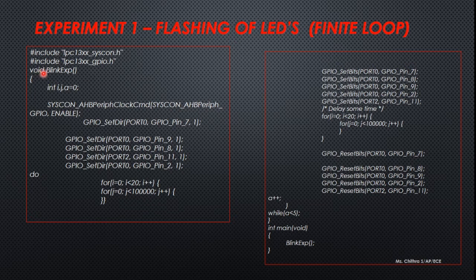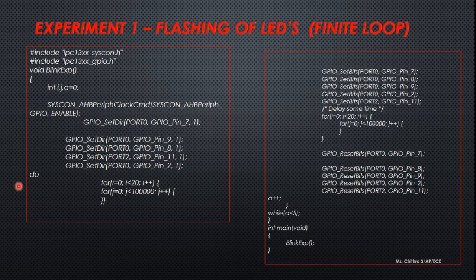I once again call the program using void blink experiment. But now I'm going to initialize 3 integers: i, j, and a. This i and j is for the delay, and we have a equal to 0. This a equal to 0 is what is going to enable the finite loop function. Once again we are enabling the clock using the SYSCON AHB clock command function. We are setting the direction of the 5 pins to be output pins.